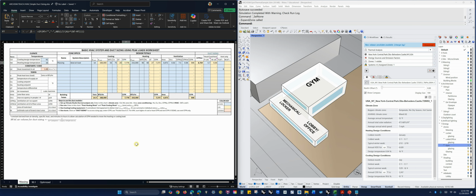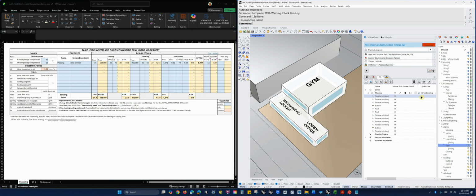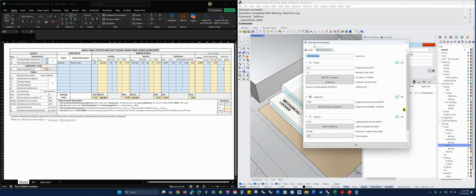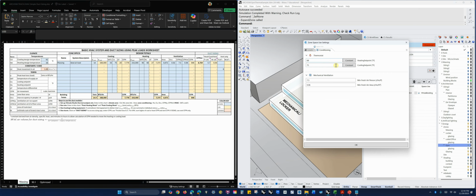What information do we need, and where do we get it from? By the way, these two settings are already in our model in the climate section. These other settings are here too. In our space use template, we have our set points, 68 and 75. So those were already set.